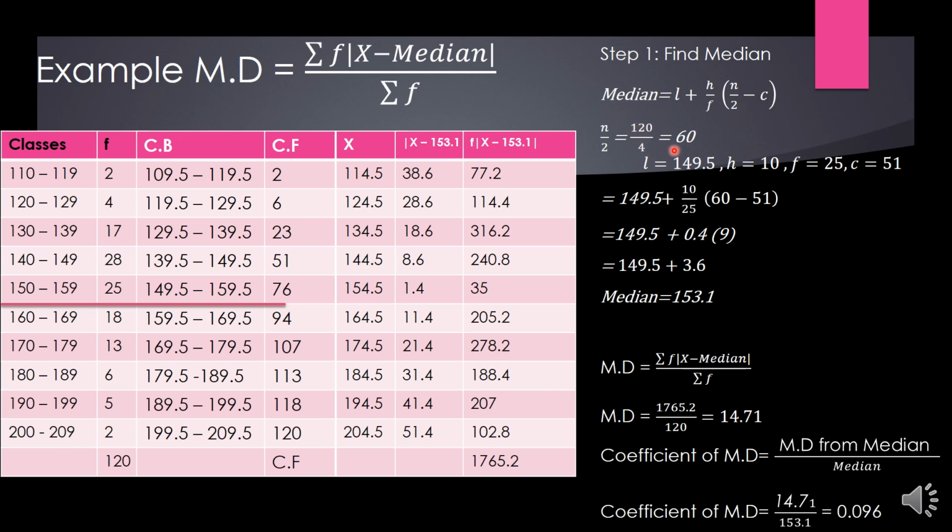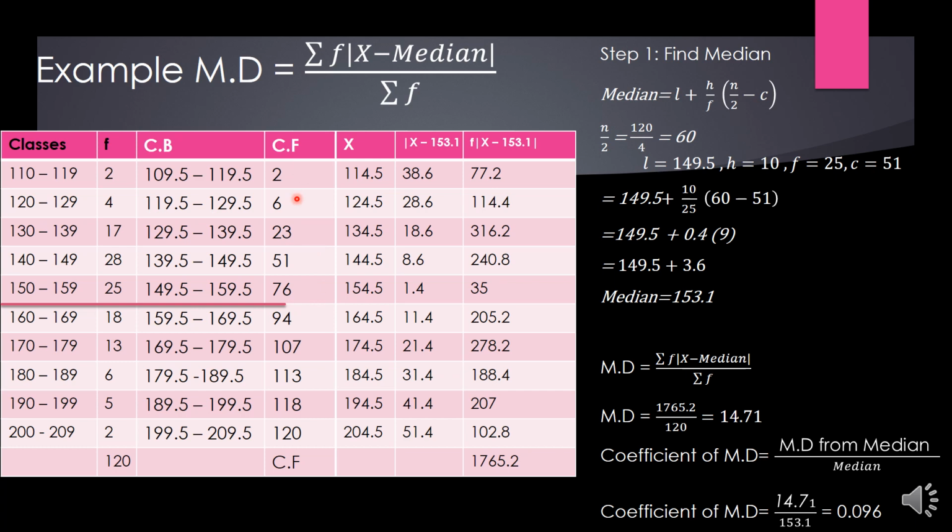After finding this N by 2 term, we find where to locate our median class. Before doing any step about the median, we have to check in our data whether the class boundaries are given. If they are not given, in the mean deviation step or in the mode step, you need to first find the class boundaries. So here I calculated all the class boundaries for our median step, and then we calculated the CF, which is the cumulative frequency.